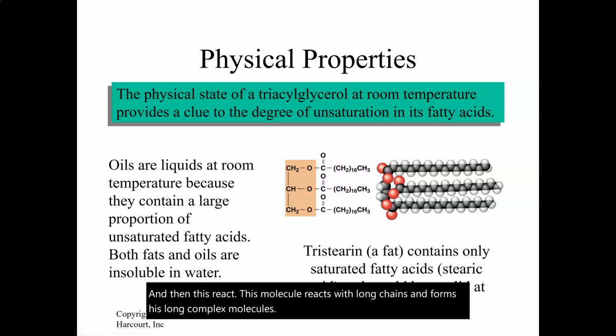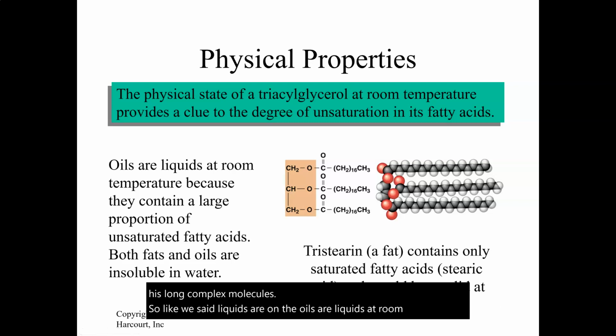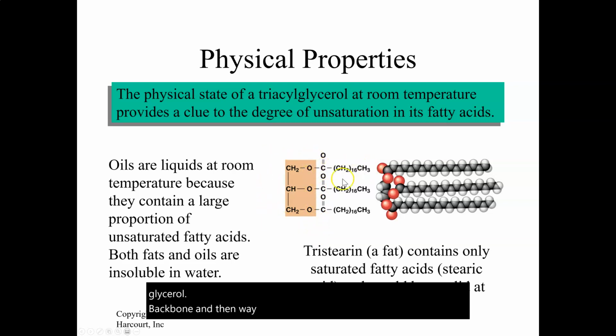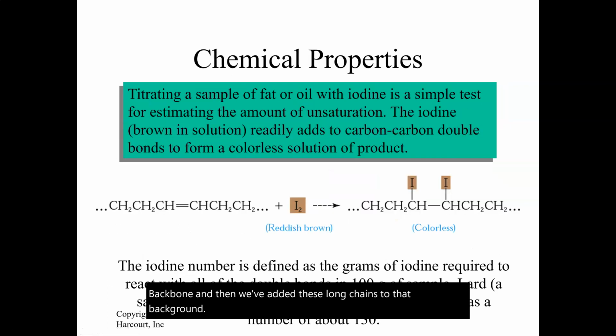Like we said, oils are liquids at room temperature because they have a lot of double bonds in them. So here's that glycerol backbone, and then we've added these long chains to that backbone. Like I said, we can do that iodine test on it. We can add iodine to see how many double bonds are in a molecule. That's a test people do in the food labs to see how many double bonds are in a particular fat or oil.